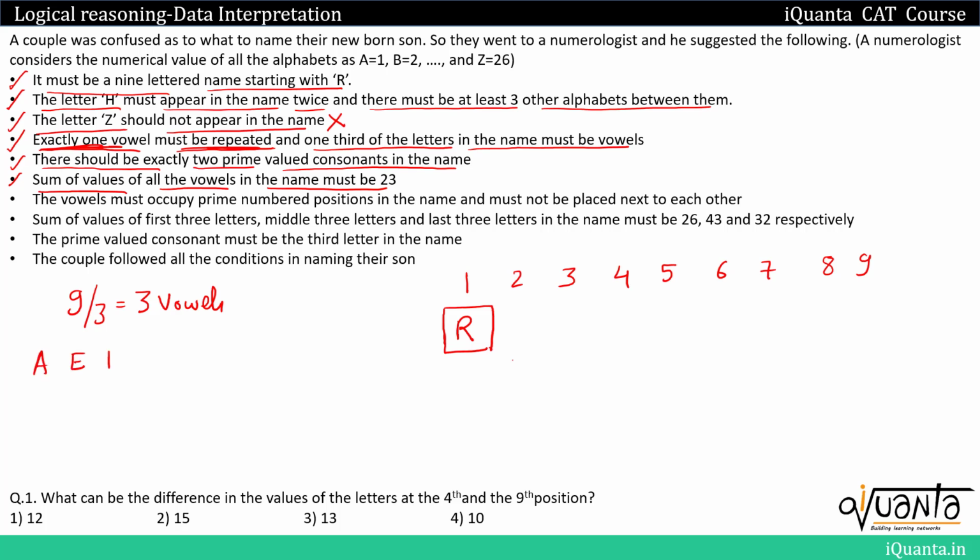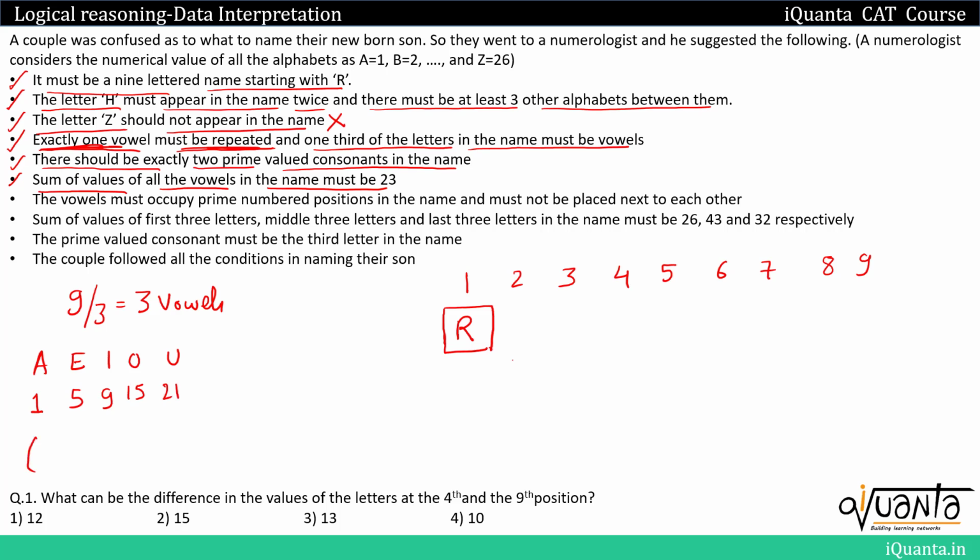We'll have A, E, I, O, U, and we'll choose 3 vowels and repeat one vowel, and the sum of their values must be equal to 23. A has value 1, E has value 5, I has value 9, O has value 15, and U has value 21.